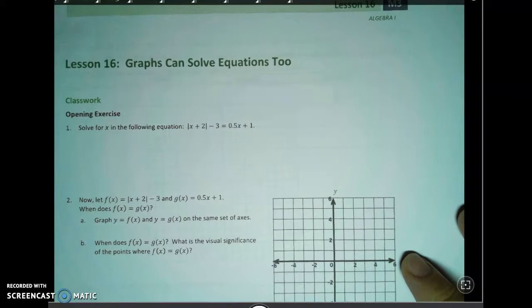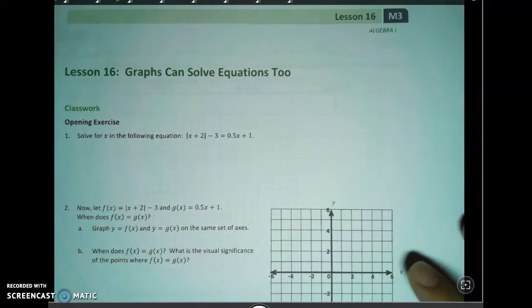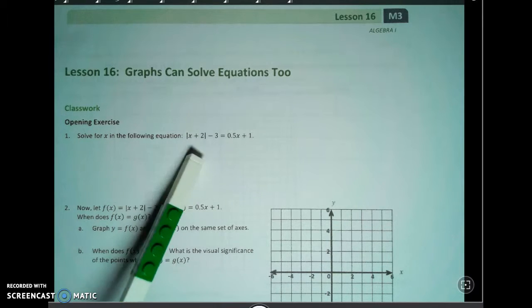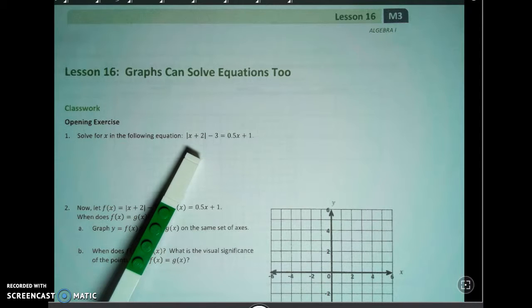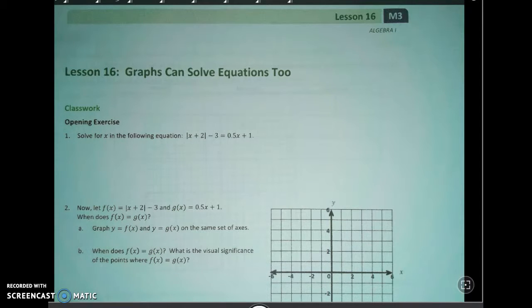Okay, lesson for today is lesson 16, and the title is Graphs Can Solve Equations Too. First we're going to look at the opening exercise and how we solve it algebraically, and then how in exercise 2 we can actually solve the equation by just looking at the graph and not having to solve it using algebra. Okay, so let's look at the first exercise.